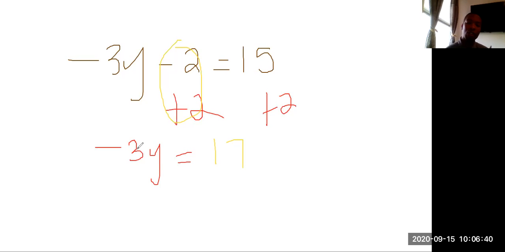So since negative 3 is multiplying y, I have to do the opposite, the multiplicative inverse. Since it's multiplying, I have to divide, and I'm going to divide by negative 3. I can't just divide by 3 because it's going to leave the negative. I have to divide by everything that I'm trying to get rid of. And whatever I do on one side, sure enough, got to do it on the other side. All right, so then it's y equals negative 17 over 3.